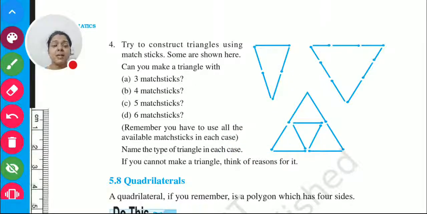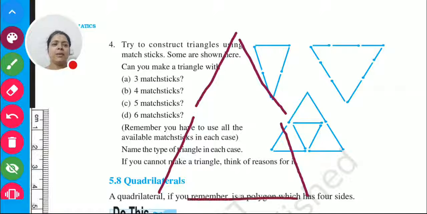4 matchsticks. Are you able to form a triangle with the help of 4 matchsticks? I'm not able to. Seriously, I'm not able to. So it is not possible. 5 matchsticks. Let's have a try. 1, 2, 3, 4 and 5. Yes, if I have 5 matchsticks, I am able to form it.